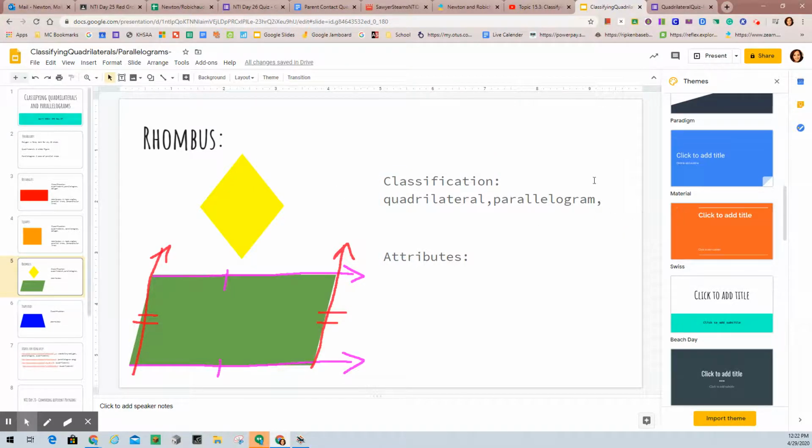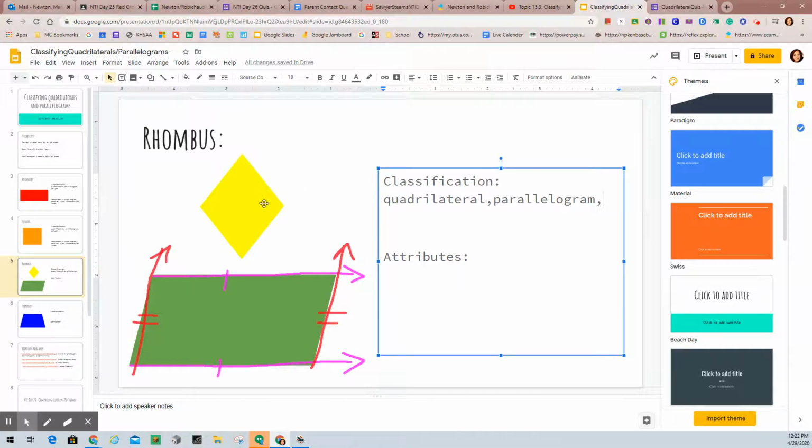Okay. And then our last one, is it a polygon? Of course it is, Miss Mallory. It has more than 3 sides. It's a typical 2D shape. So let's go ahead and put polygon.